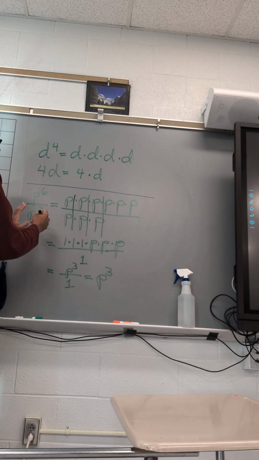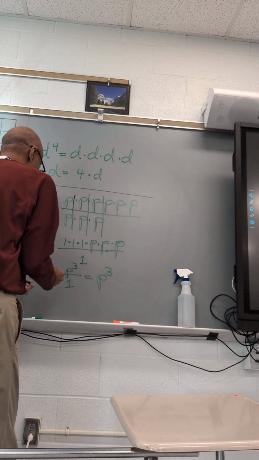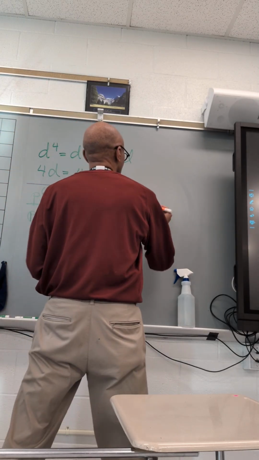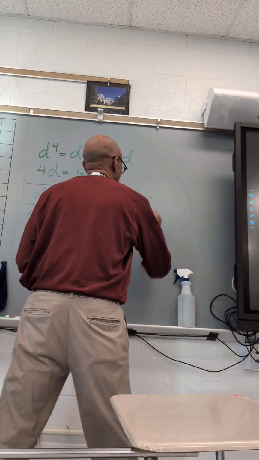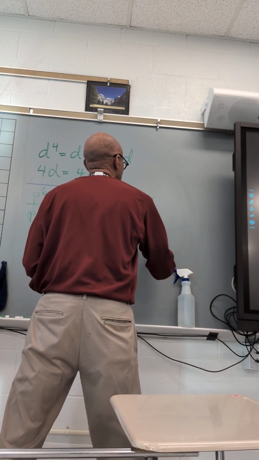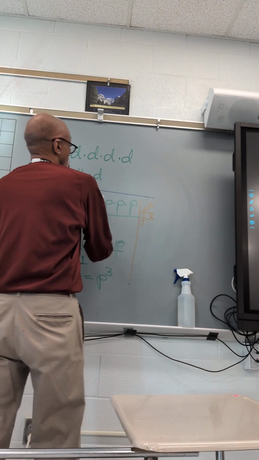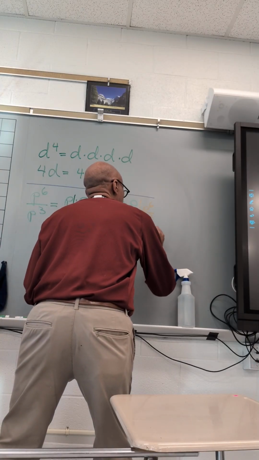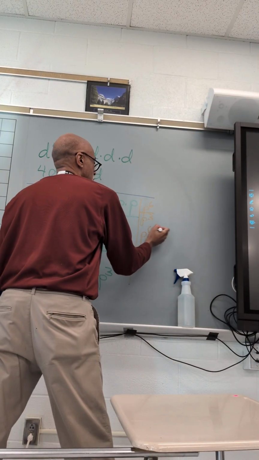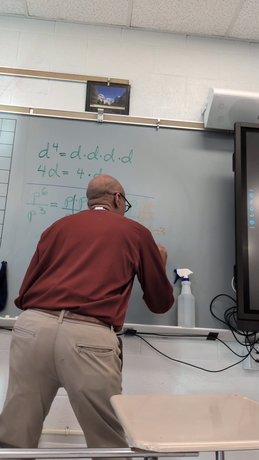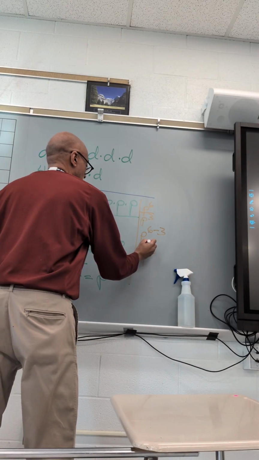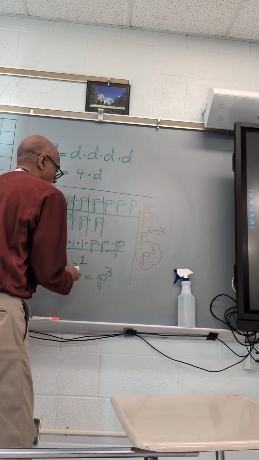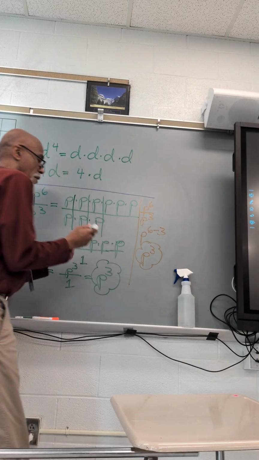If you wanted to do this very quickly, I'll go back and use the orange here. If I had the same question, P to the 6th divided by P to the 3rd, I don't have to draw all this out. This is how it works, but I don't have to draw it all out. I could just say this is P to the 6 minus 3. 6 minus 3 is 3, so this is P to the 3rd, which gives you the same answer.